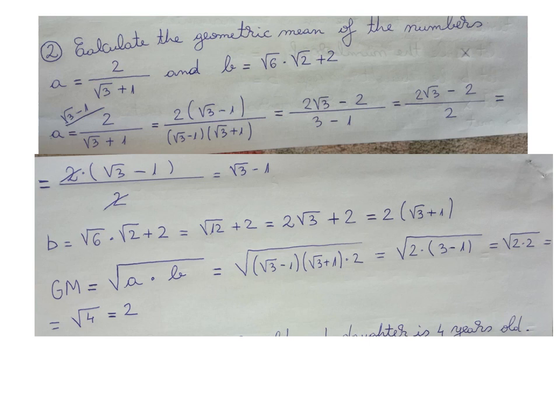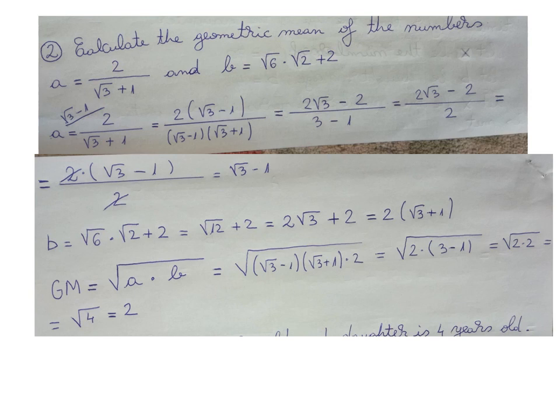Calculate the geometric mean of the numbers a equal to 2 divided by square root of 3 plus 1 and b equal to square root of 6 times square root of 2 plus 2. In order to bring number a to a simpler form, we rationalize the denominator of the fraction by amplifying the fraction with the conjugate of the denominator, in this case square root of 3 minus 1. By making the calculations, we obtain that a is square root of 3 minus 1.